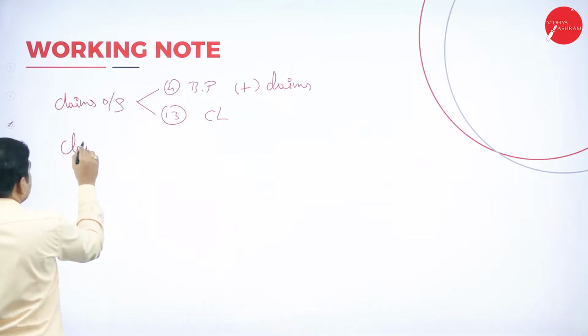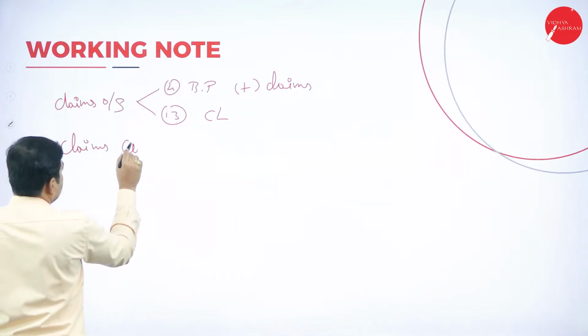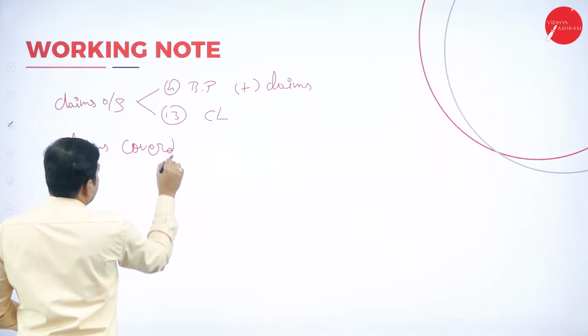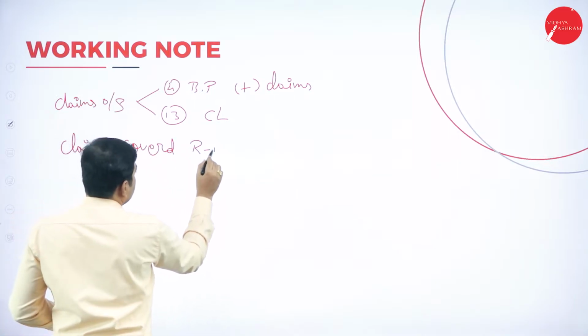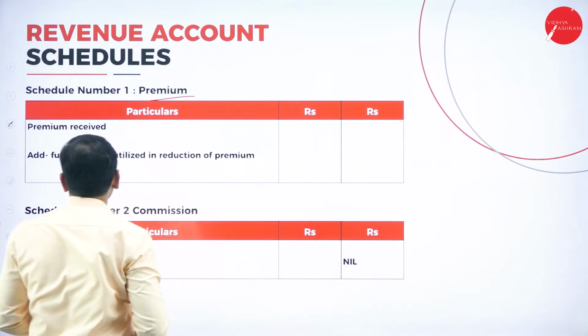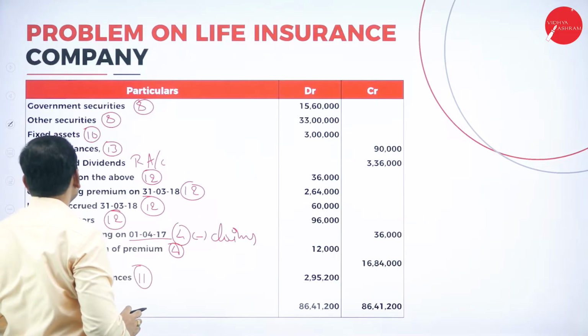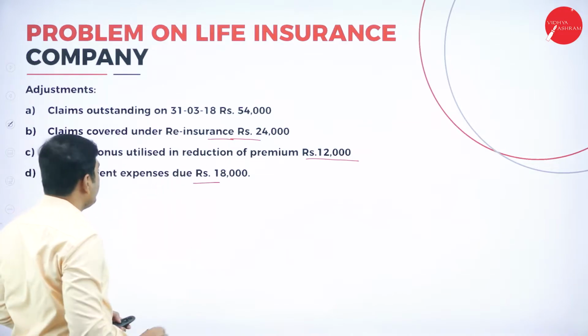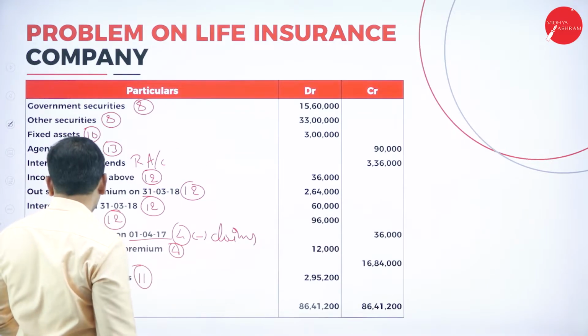Claims covered under reinsurance. So where we have to show first one, premium. So under premium, first one, premium received, and also we have further bonus utilized in reduction of premium, you have to add it. So what is the total premium we are having here?